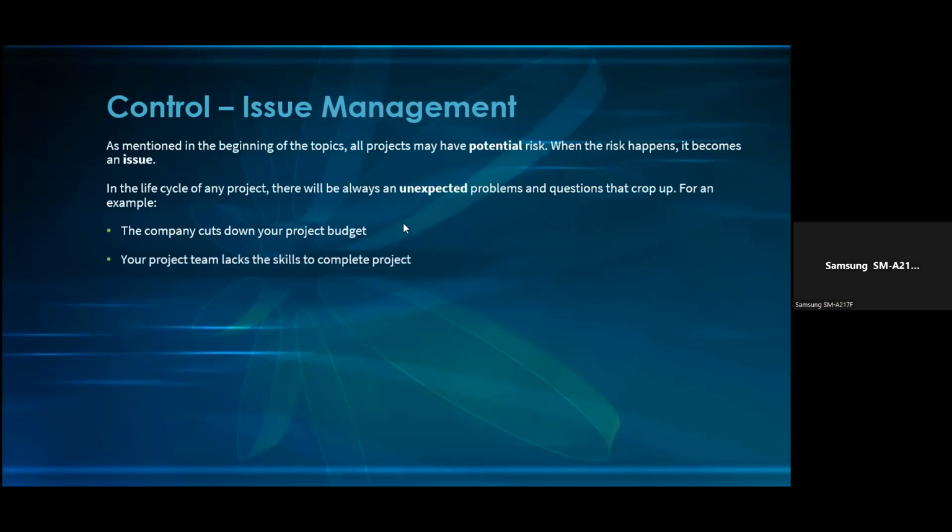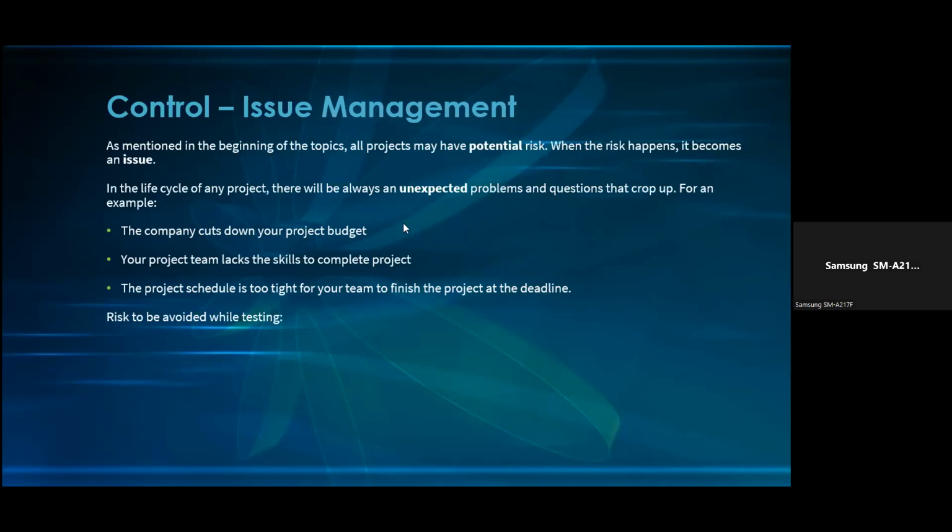Your project team lacks the skill to complete the project. So maybe we've got new joiners that they need to train, so it will take your time explaining to the person and also testing. Also, the project schedule is too tight for your team to finish the project at the deadline. So those could be examples of issues that will crop up in the life cycle.